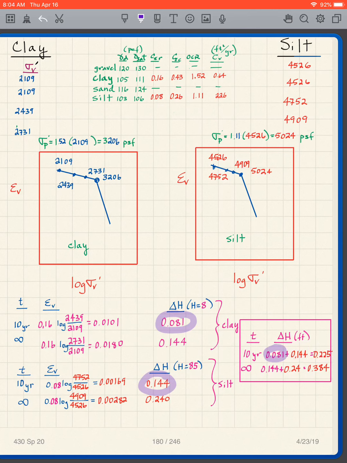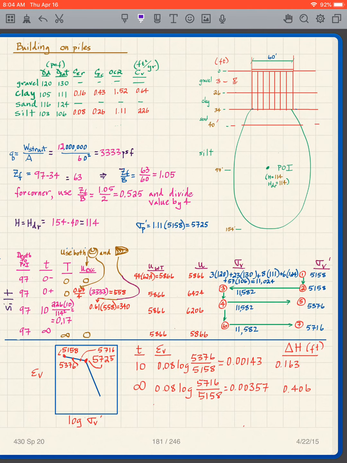Because we're adding the compression of the clay layer and the silt layer together, because both of them cause settlement of the building. For an infinity in the clay, it's 0.144. In the silt, it's 0.24. We have to add both of those together, and we get 0.384. Okay, I'll do the building on piles in the next video to avoid making this one too long.